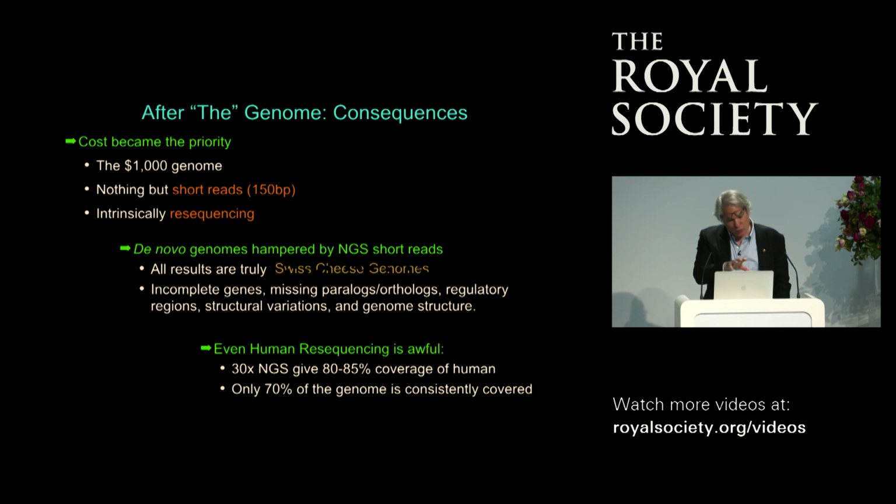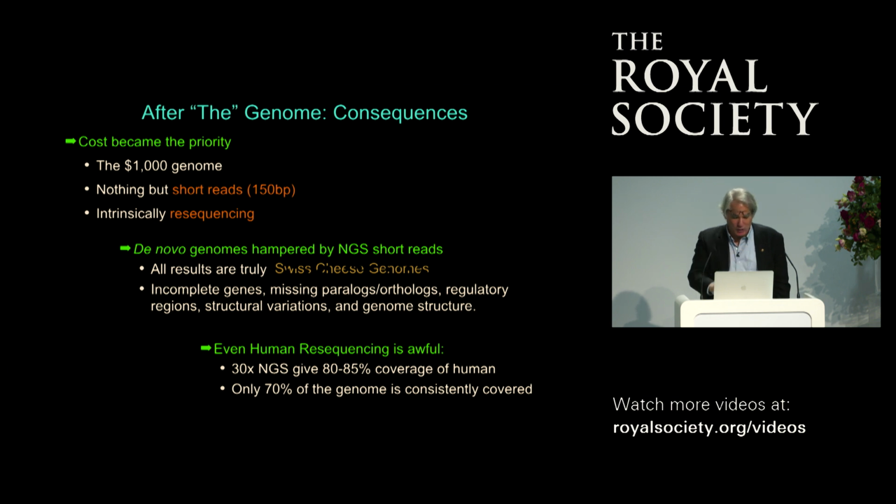And even, well, I say awful, sorry, I tend to be a bit strong, but even human resequencing was not so good. For $1,000, they do a 30x oversampling of your genome. They map those reads, and those reads typically cover 85% of the reference. So they know 85% of your genome.